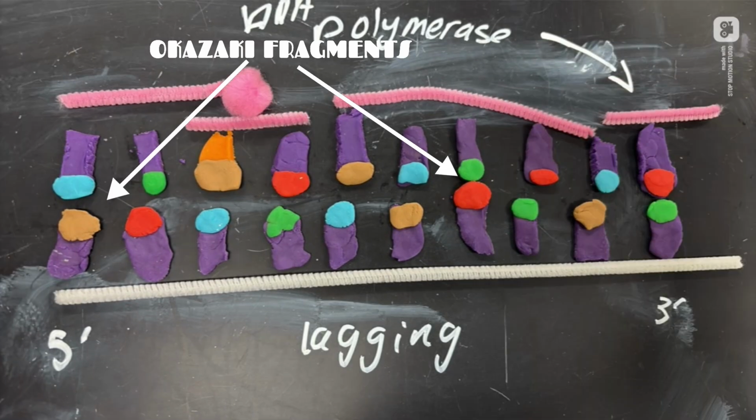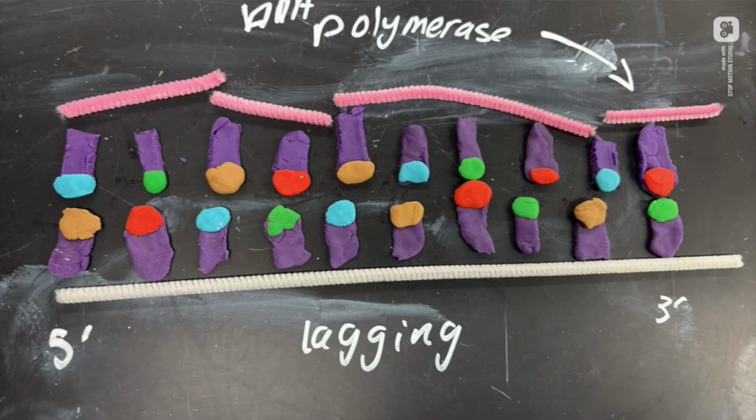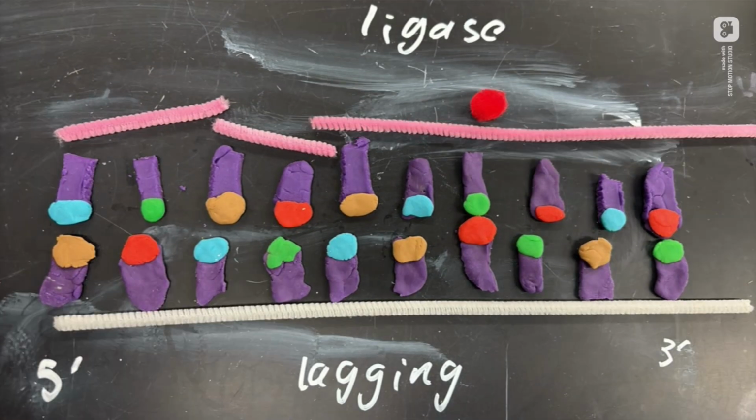After this, the second polymerase comes in like normal to replace the RNA nucleotides, and then ligase comes through to connect all the Okazaki fragments.